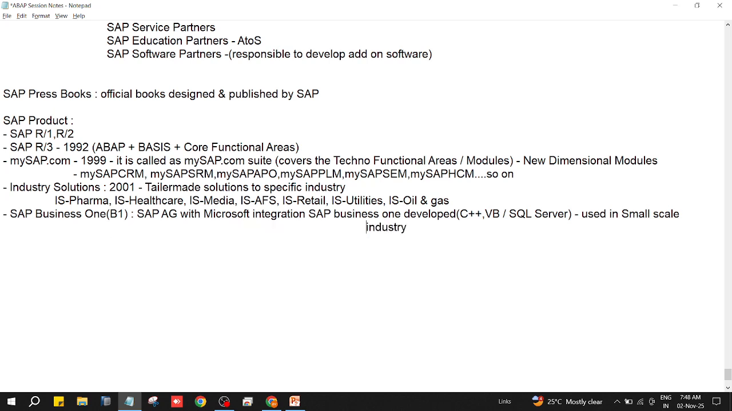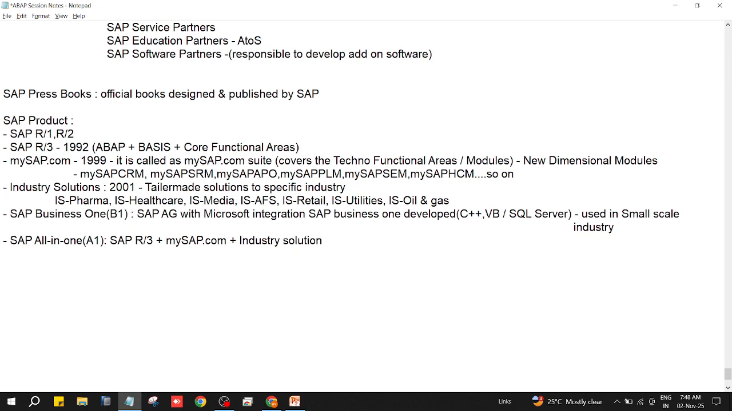Next, SAP B1 extended with SAP A1. A1 is nothing but All-in-One. Okay, All-in-One. This is called A1. So what exactly does this A1 cover? A1 covers your SAP R/3 plus industry solutions, as well as the SAP suite. So this also comes under All-in-One.